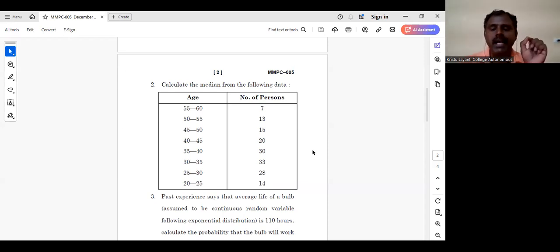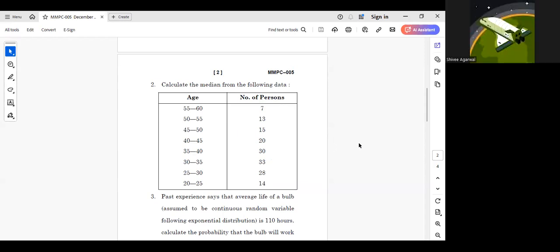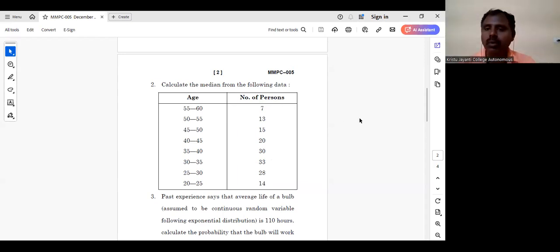We have to take median equal to the value of n by 2 item. For a continuous series, median is defined as the value of n by 2 item. So you have to write median equal to value of n by 2 item. And what is the n value here? N is nothing but the sum of all the frequencies. So the n value, how much are you getting? 150. So median equals value of 150 by 2 item.